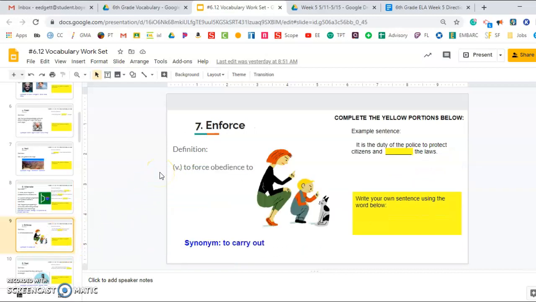Okay, number 7, enforce. Enforce is a verb. When you enforce something, you force that person or that animal to obey. So this mom and her son, they're enforcing the rules for the cat. Maybe the cat knocked something off the shelf, so they were trying to enforce the rules. It is the duty of the police to protect citizens and enforce the law. My mom enforces the rule that I must go to bed by 9 o'clock every night.